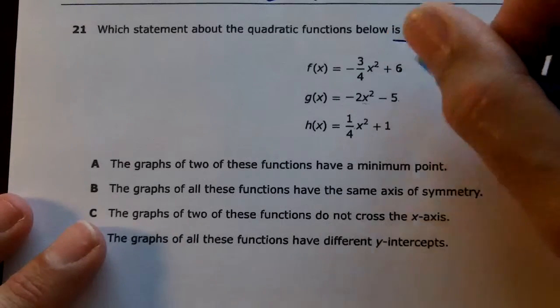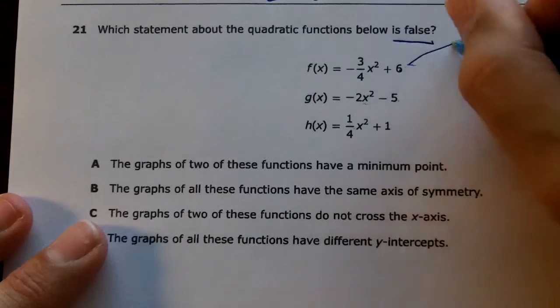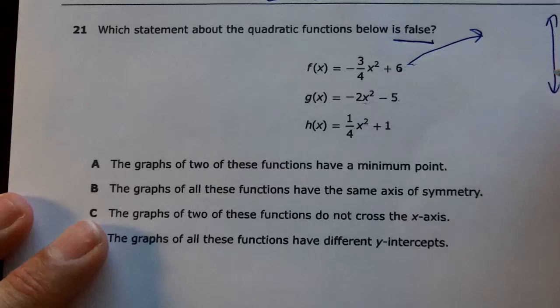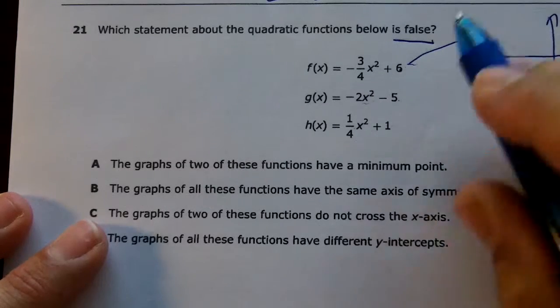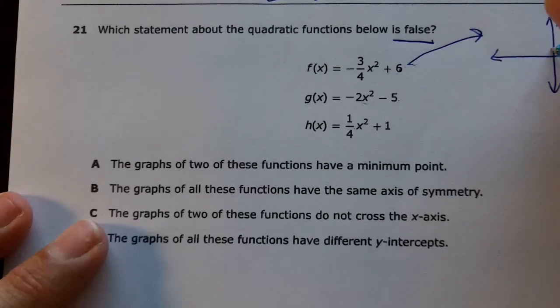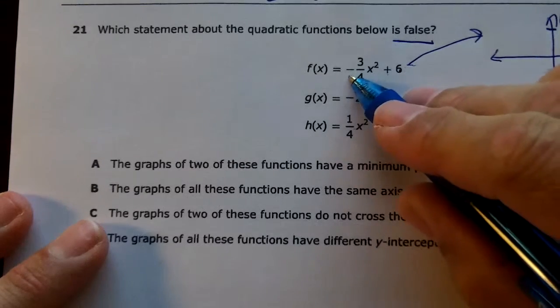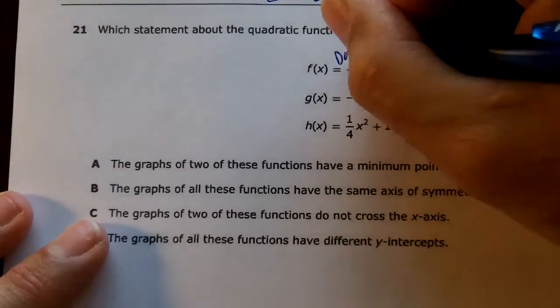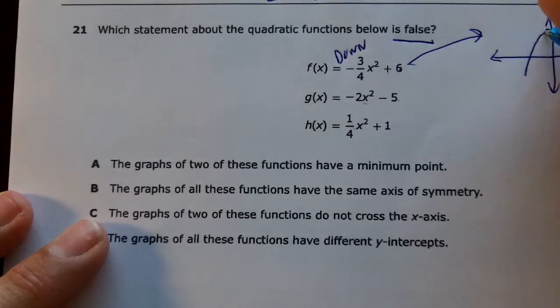And let's go ahead and graph these. I'm going to do this real quick. On this one right here, we know the y-intercept is 6. So I'm just going to go up here and put a 6. And the negative 3/4 means it opens down, doesn't it? So this graph is going to look like this, isn't it?